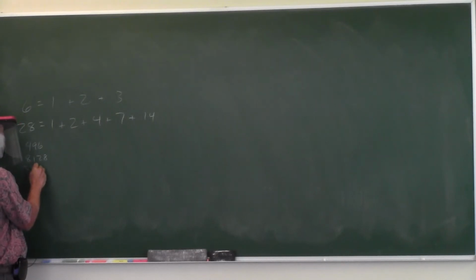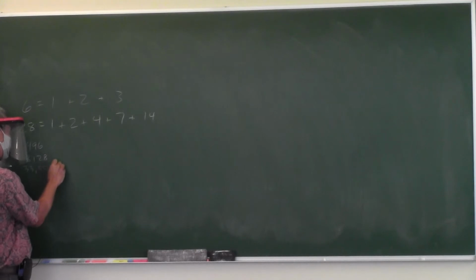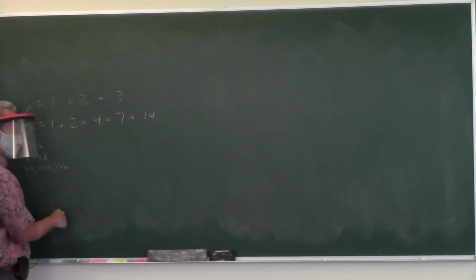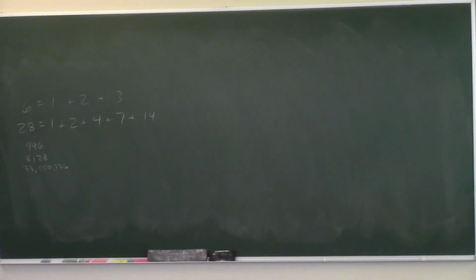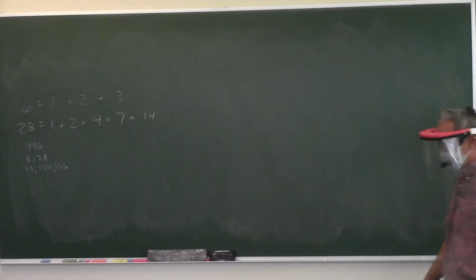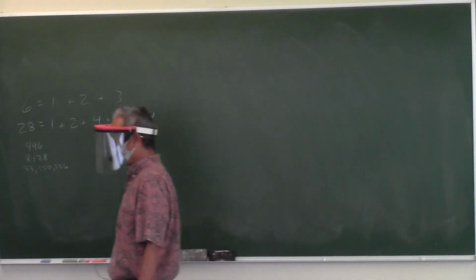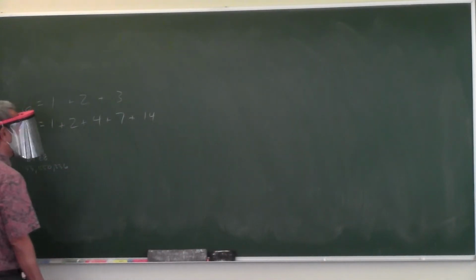The next one is 33 million, 550,336. Did I remember it correctly? Because I got the perfect number chart over here. Yep, I remember. Well, I can only remember up to there. So Hong was asking, well, what's so good about perfect numbers?